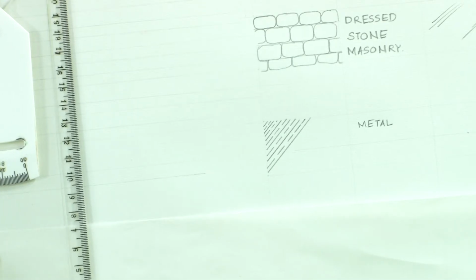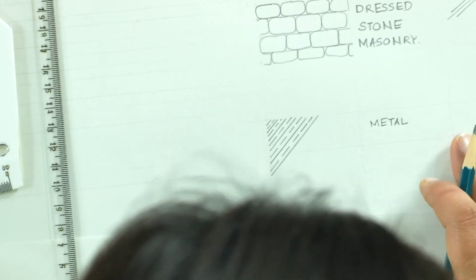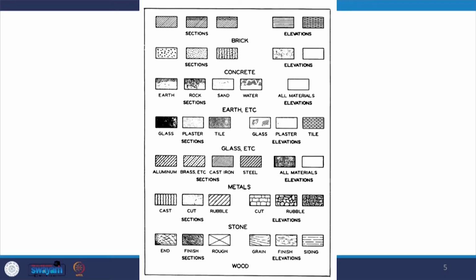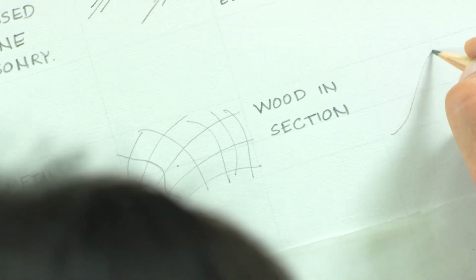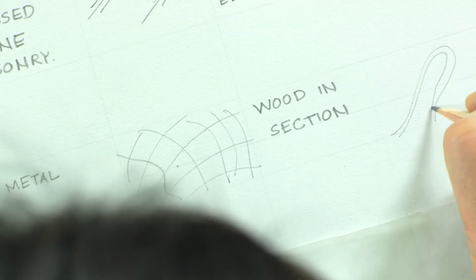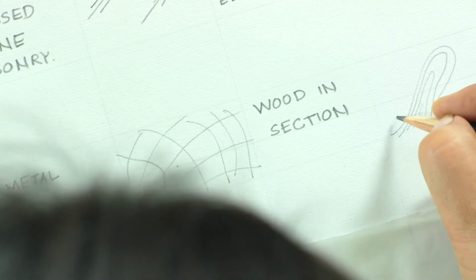So, suppose we have the wood in section. If there is wood in section, then we would only use a section representation. If the wood is being cut, you would only see odd styled lines coming, and this is what we use as wood in section. While this is the representation for wood in section, if there is wood in elevation, then you would see grains like this if it is a seasoned wood.